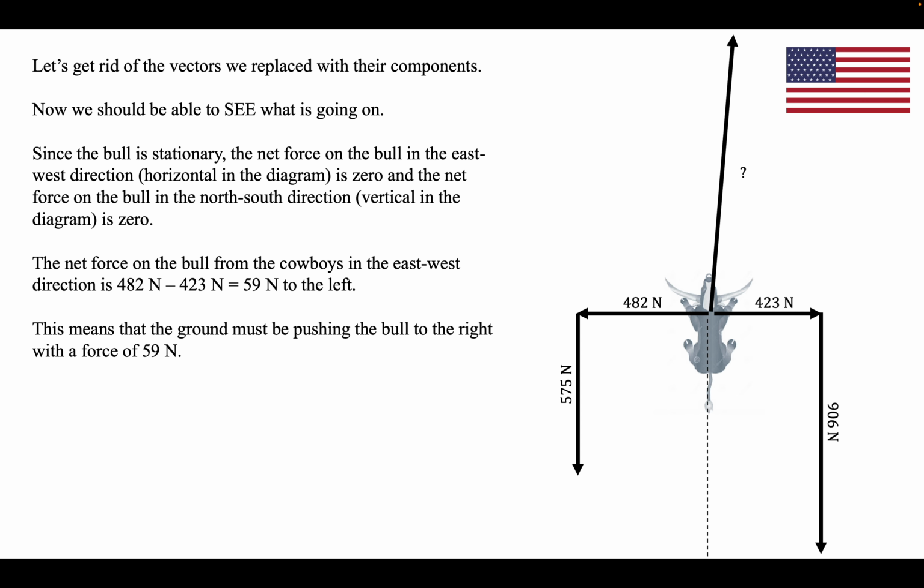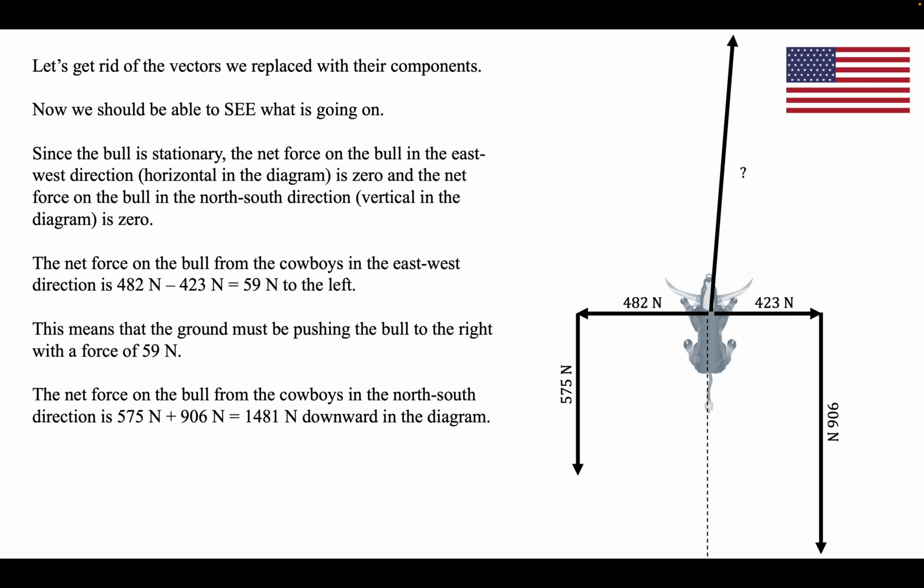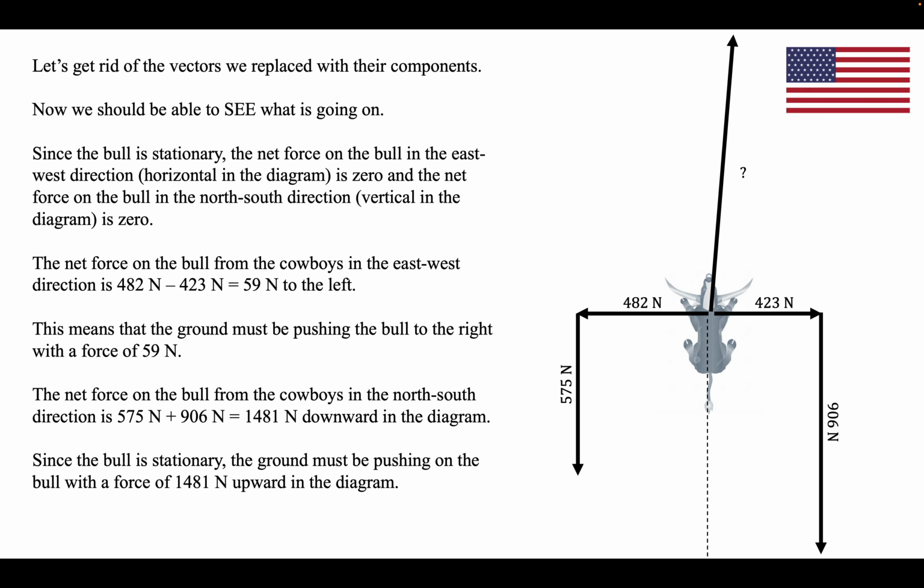When you do vectors, you do one direction at a time. The net force on the bull from the cowboys in the north-south direction is 575 plus 906, which is 1481. And it's downward. So the ground must be pushing the bull 1481 newtons upward in the diagram.